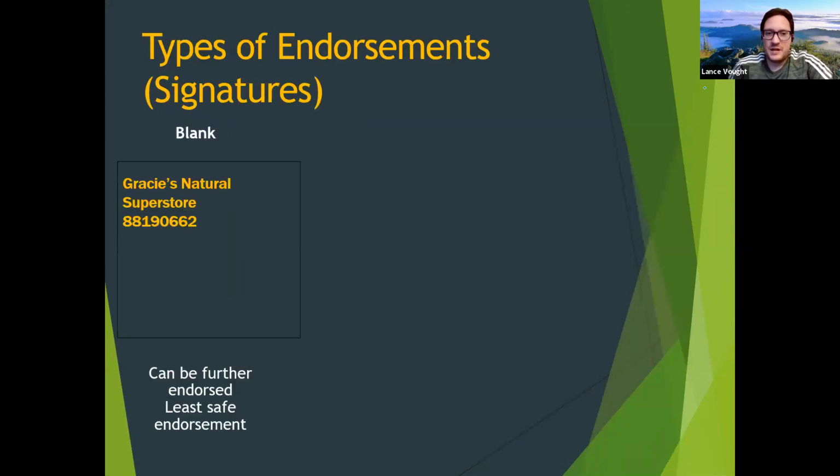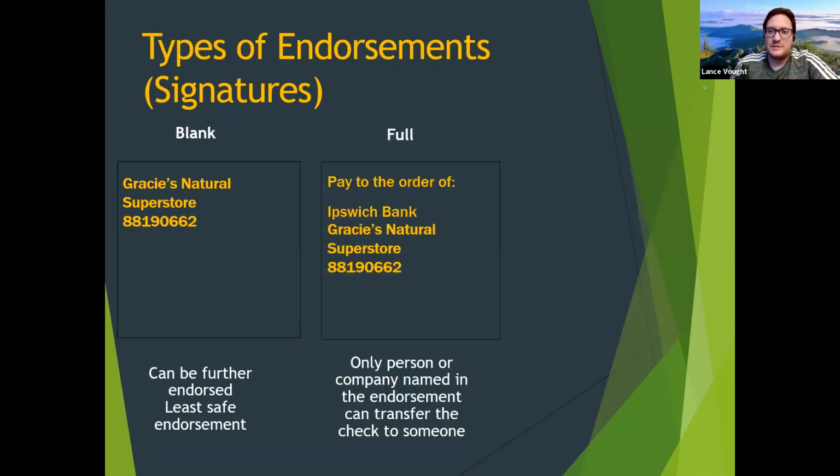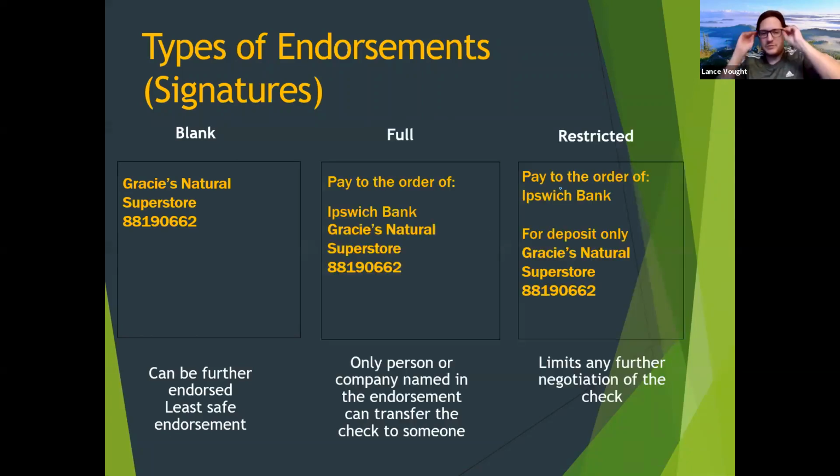So there's different types of endorsements. This is the part where you're signing the check. When you get a check, you have to sign the back of it to deposit it. And these are the ways in which you can endorse the check on the back. Most people just sign it. So from a company's perspective, you just write the account number and the store.